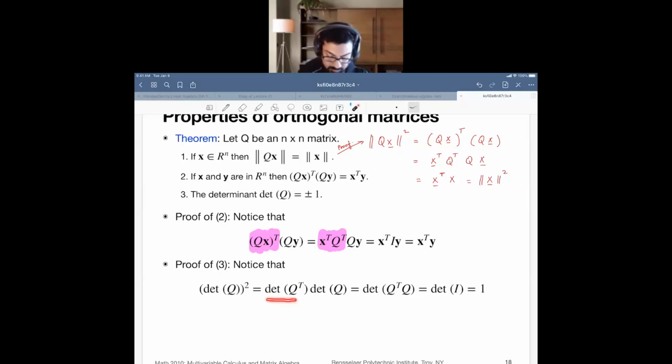Now, when you have determinant of Q transpose multiplied by determinant of Q, you look at the properties of determinants. Determinant of A times B is the same as determinant of A multiplied by determinant of B. So using the property in reverse, you can combine them and write determinant of Q transpose Q. Q transpose equals Q inverse. So what you really have is the determinant of an identity matrix, which equals 1. So the determinant of Q is going to be plus or minus 1. The determinant of any orthogonal matrix will be plus or minus 1.